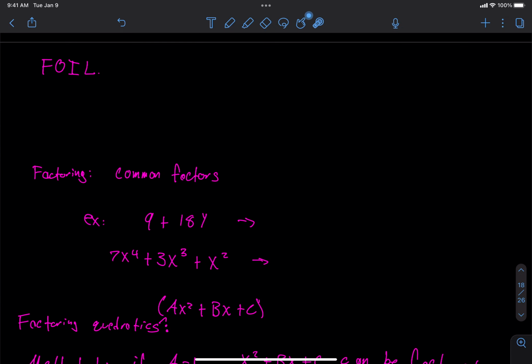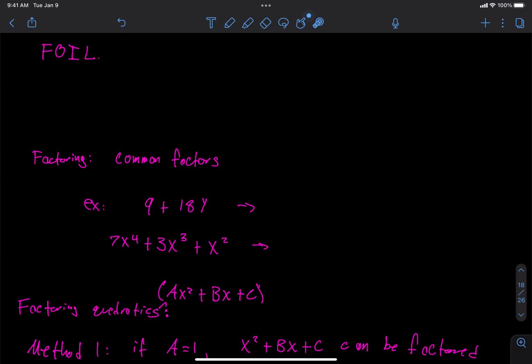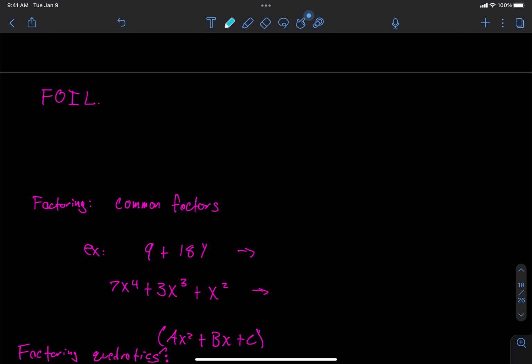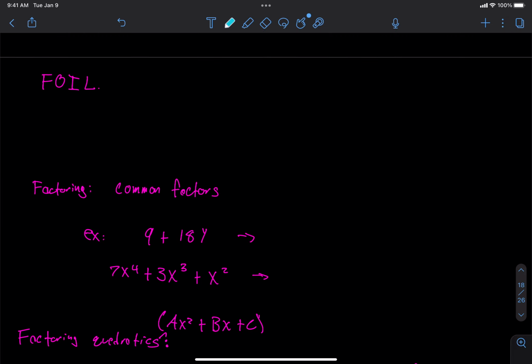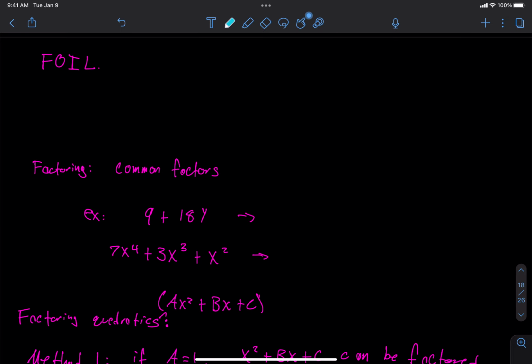And the first thing that we're going to talk about is factoring polynomials. Okay, so the very first thing that we're going to talk about is the FOIL system. So the FOIL system is used when we want to multiply two binomials. Okay, so this is for multiplying binomials.